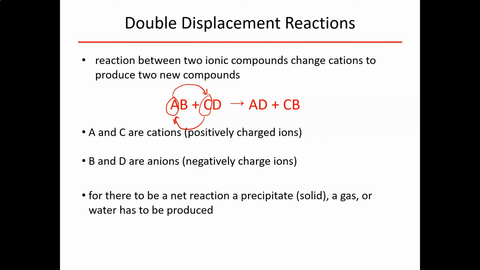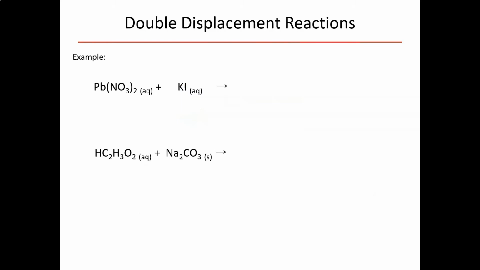Okay, for there to be a net reaction, for us to see a reaction occur, we have to have three things that drive the reaction forward or pull it forward. We either have to have a precipitate or solid form, we have to form a gas, or we have to form water. So these form our three types of double displacement reactions.